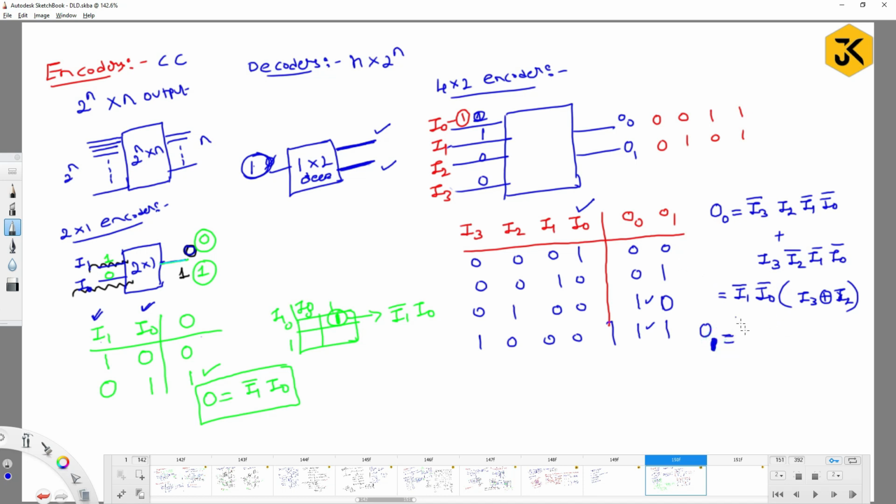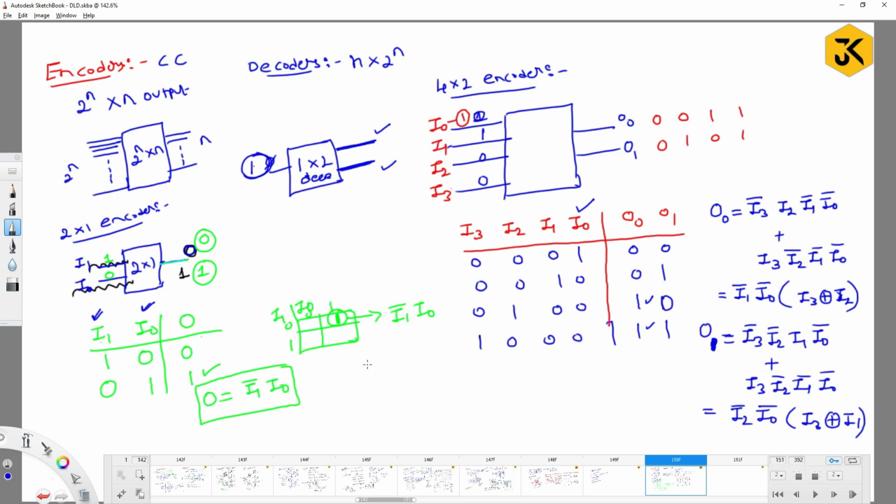Similarly, try to go with O1. When we get the minterms: I3 bar, I2 bar, I1, I0 bar plus I3, I2 bar, I1 bar, I0 bar. So try to solve it. You can take out the common terms I2 bar, I0 bar. So finally you are going to get I3 XOR I1. Very good. So now you are able to construct a circuit for this.